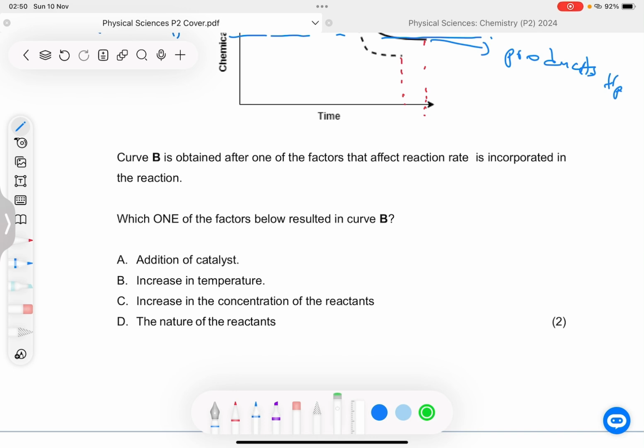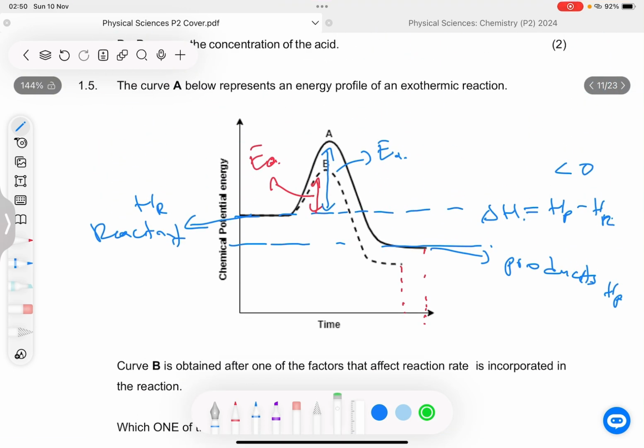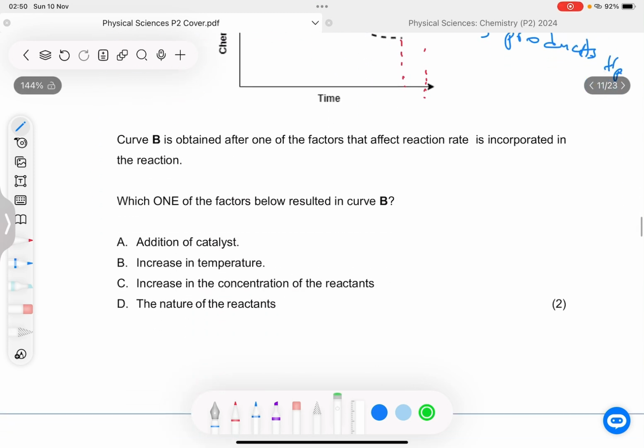If we increase the concentration of the reactants? Well, increasing the concentration of the reactants means that our initial energy of the reactants here will be higher. So our curve will start somewhere here and go up like that. So definitely not this curve.